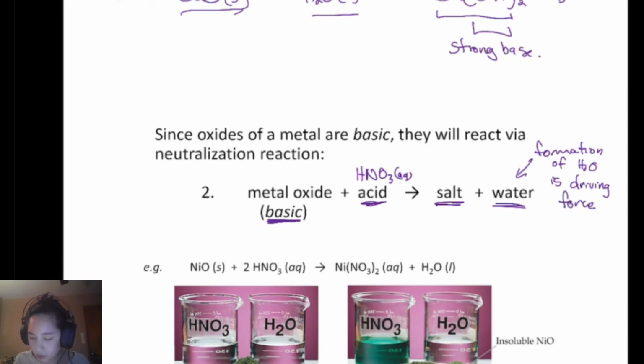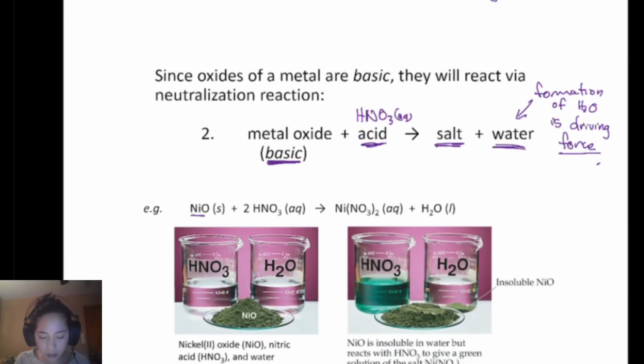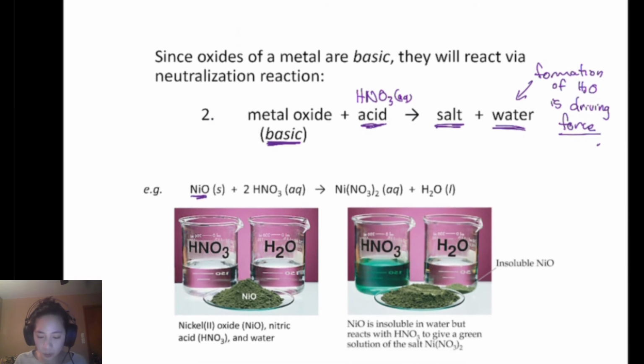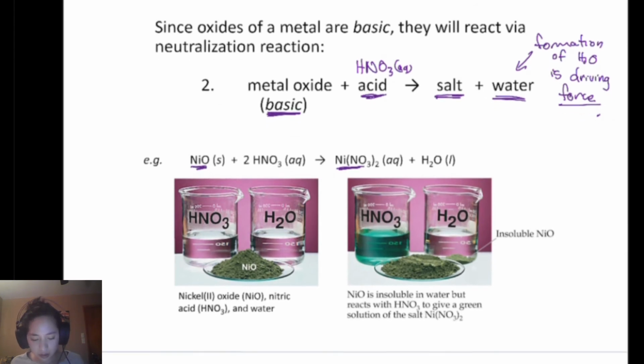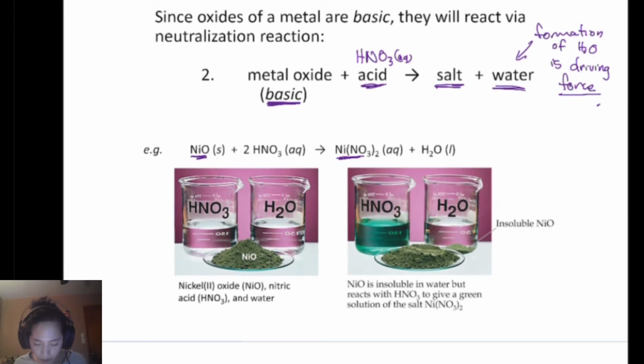So my example here is a different metal oxide, nickel oxide. Nickel is a metal, so nickel oxide is a metal oxide. We can add nitric acid to it, and we will produce nickel nitrate and water.